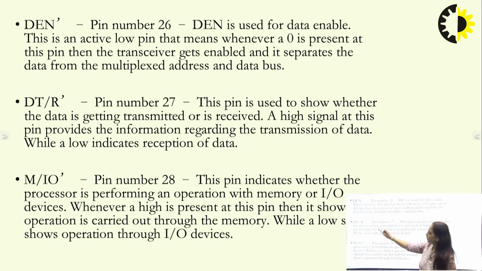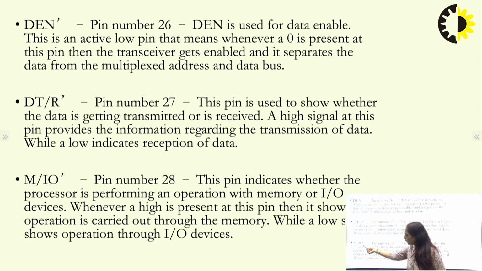Then we have DT/R bar which is connected at pin number 27. It is named as data transmission/reception bar. So when the value of this DT/R bar is 1, your data transmission will be done, and whenever the value at this pin is 0, your data reception will be done.